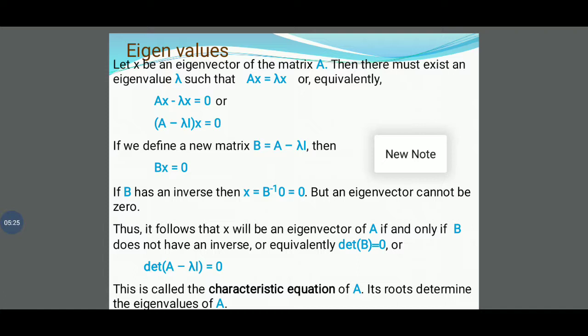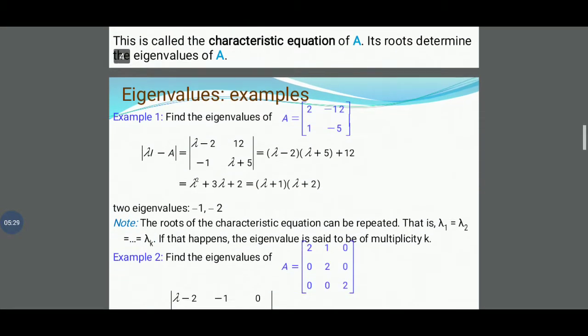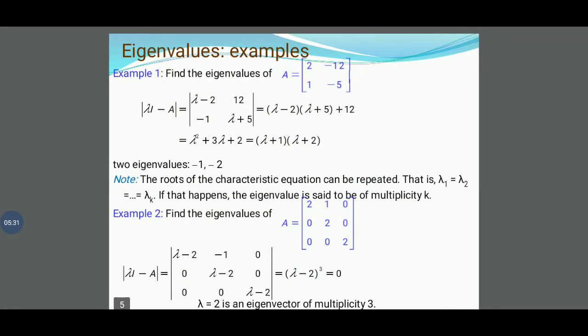Okay, hope you understood. Let's move to the next slide, that is examples. First we consider eigenvalues for a 2 by 2 matrix. Example number 1: find the eigenvalues of A, where the first row is 2, -12 and the second row is 1, -5.